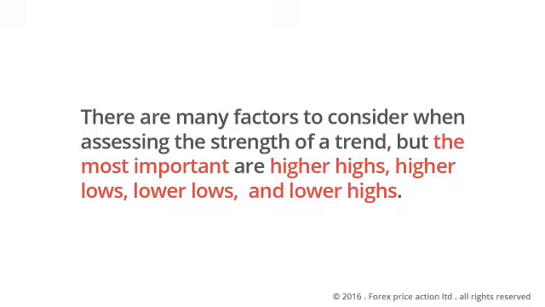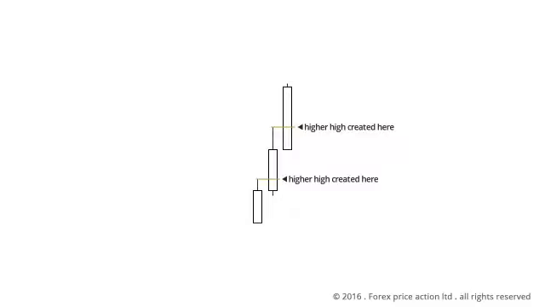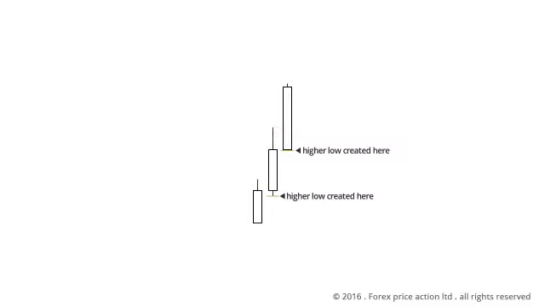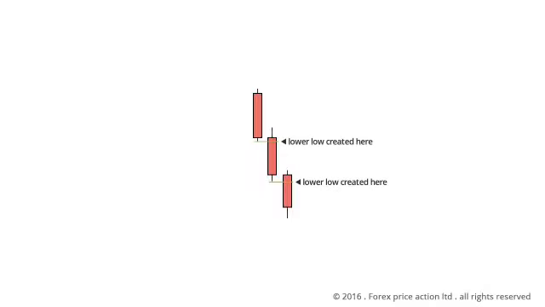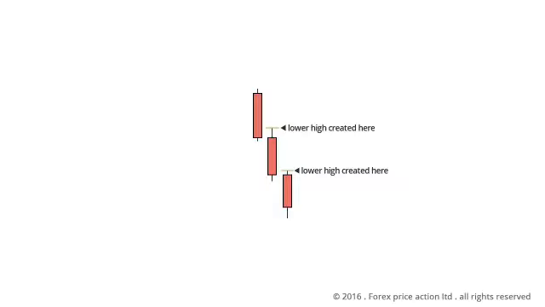There are several things to consider when assessing the strength of a trend, but the most important thing is higher highs, higher lows, and lower highs. What are higher highs and higher lows? A higher high is created when a candle pushes up beyond the high of the previous candle. A higher low is created if a candle is unable to push lower than the low of the previous candle. A lower low is created when a candle pushes below the low of the previous candle. And you guessed it, a lower high is created if a candle is unable to push beyond the high of the previous candle. And why is this important?